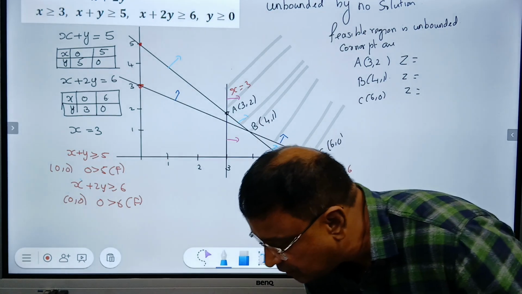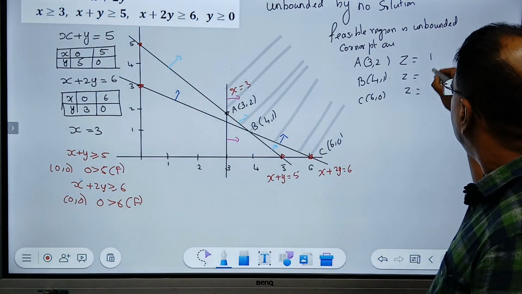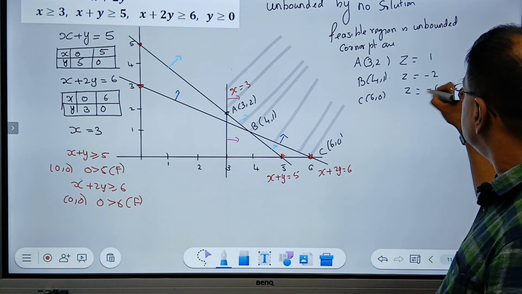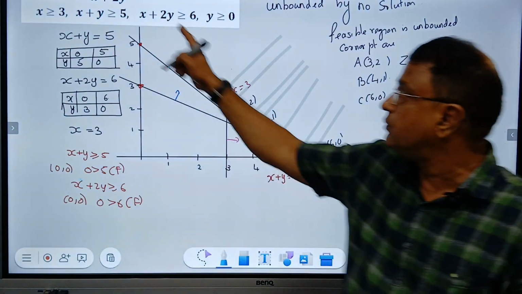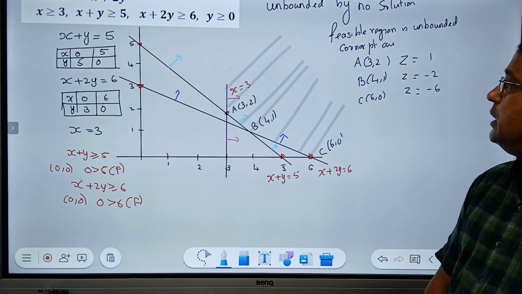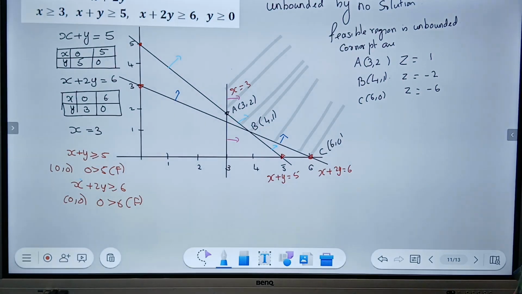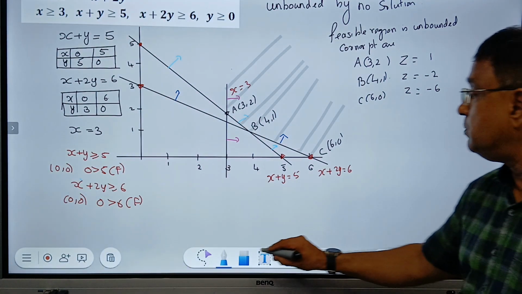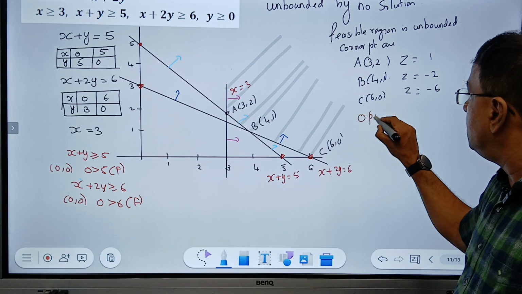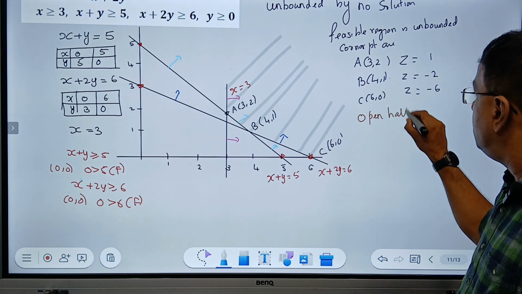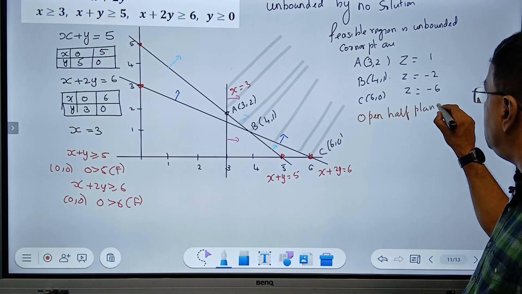The corresponding Z values are 1, minus 2 and minus 6. If I substitute there, I get it. But the feasible region is unbounded. So what is my job? I have to find open half plane. What is open half plane?